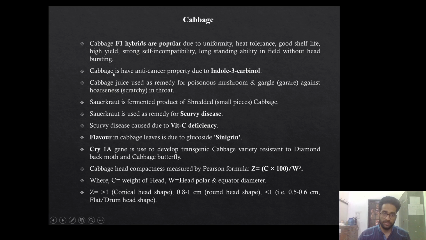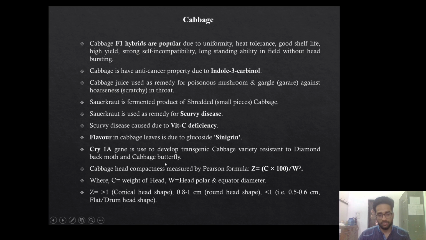Cabbage has an anticancer property due to indole-3-carbinol. Please remember indole-3-carbinol. Cabbage juice is used as a remedy for poisonous mushrooms or as a gargle against hoarseness in the throat. Sauerkraut is a fermented product of small cabbage pieces. Sauerkraut is used as a remedy for scurvy, because scurvy is caused by a deficiency of vitamin C. Flavor of cabbage leaf is due to the glucoside sinigrin. Cryo aging is used in cabbage to develop transgenic cabbage varieties which are resistant to diamondback moth and cabbage butterfly.